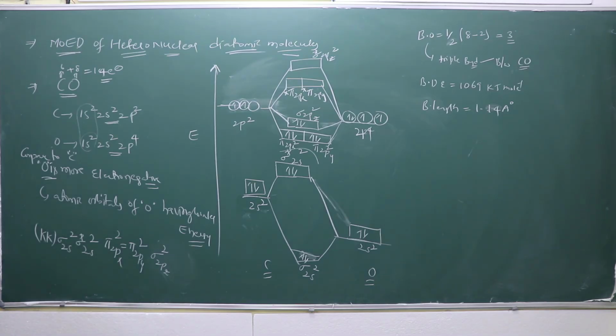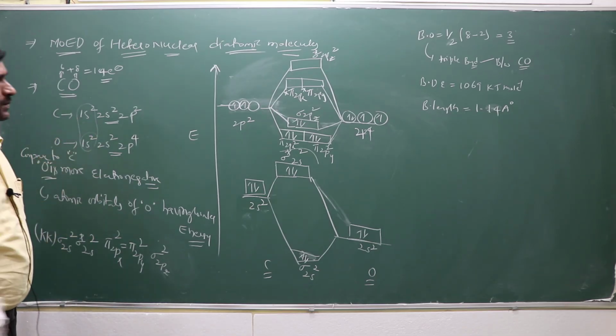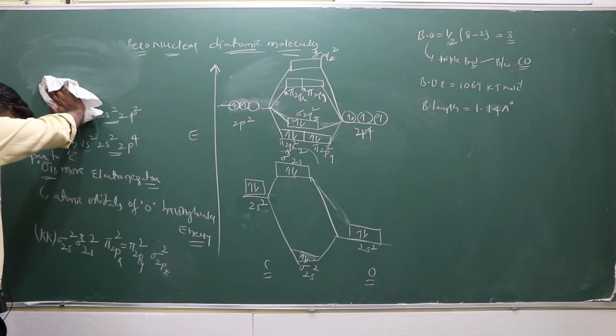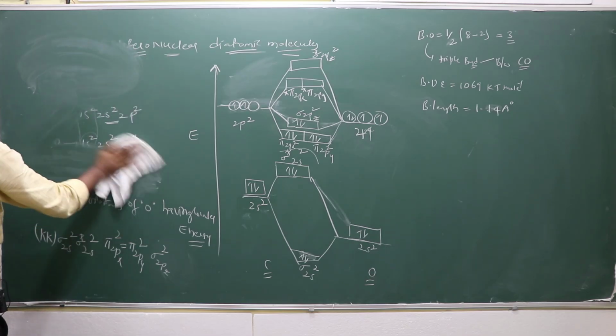Next, another similar one may be there, the NO molecule. Another one, which one is there? NO molecule. NO case. Right, this is CO. Next one is NO, nitric oxide.